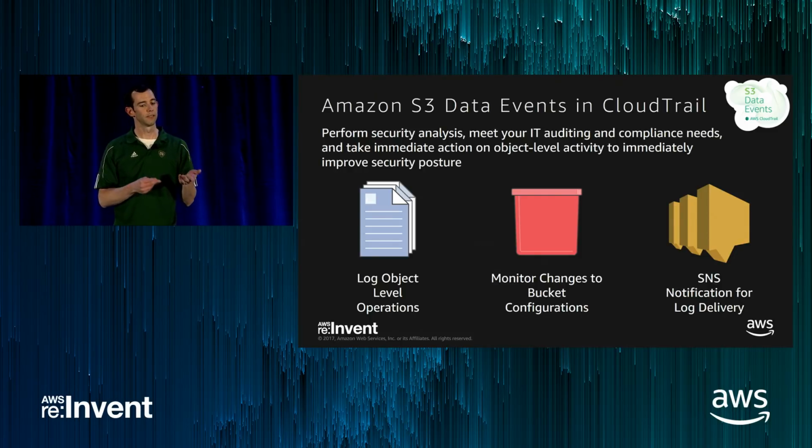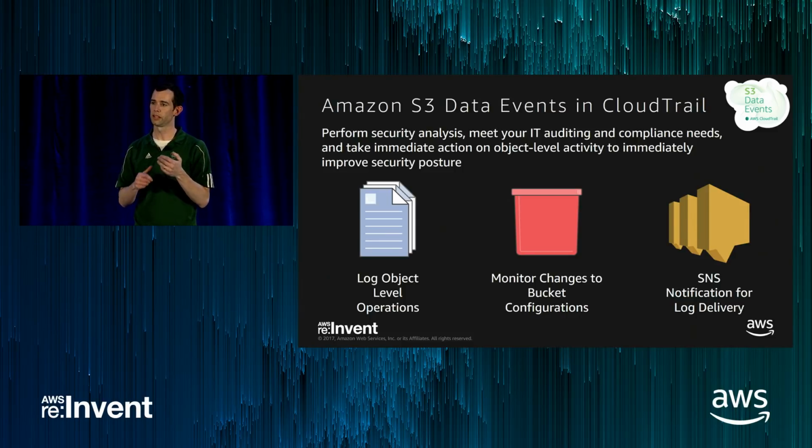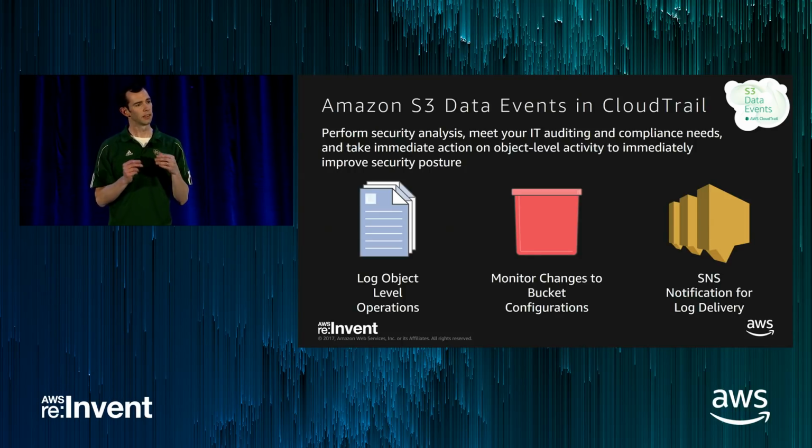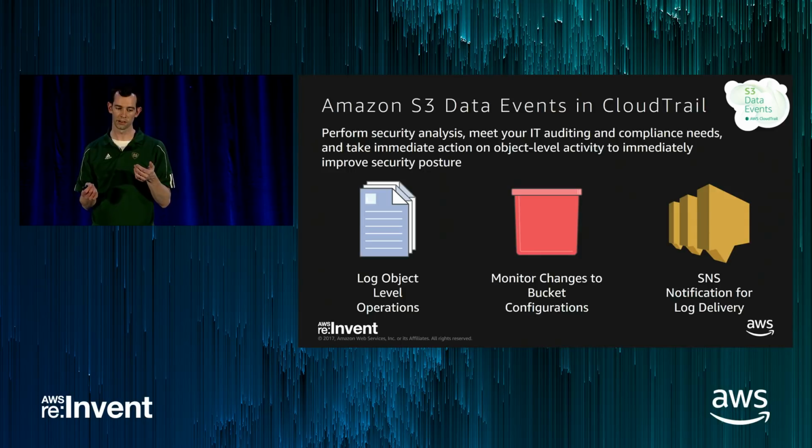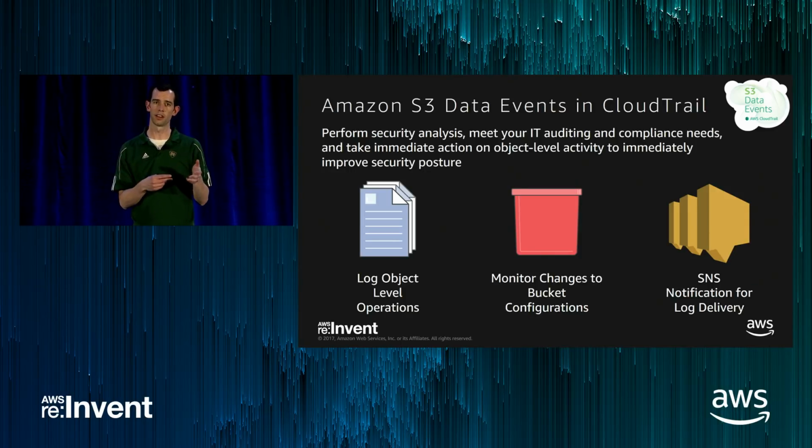Next, we'll talk about data events in CloudTrail. When you turn on data events in CloudTrail, it's looking at object-level activity and recording things like gets, puts, and deletes against individual objects in S3. This gives you the visibility at the object level on who's making changes to your storage and who's taking action. Allows you to monitor changes to bucket configurations. And then you can automate alerts from this functionality.